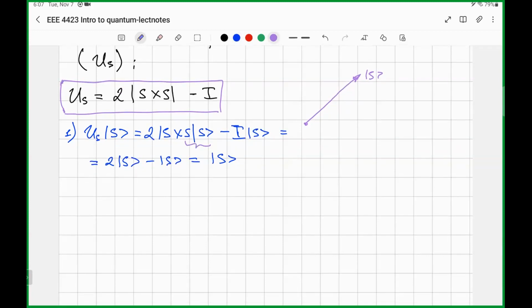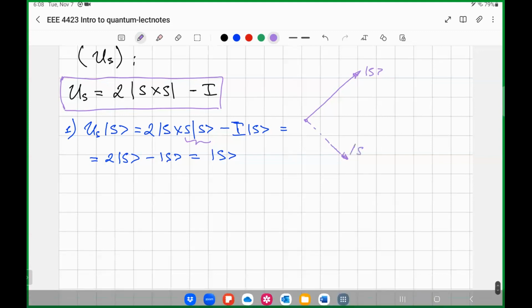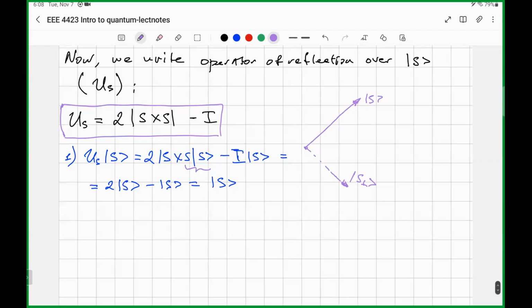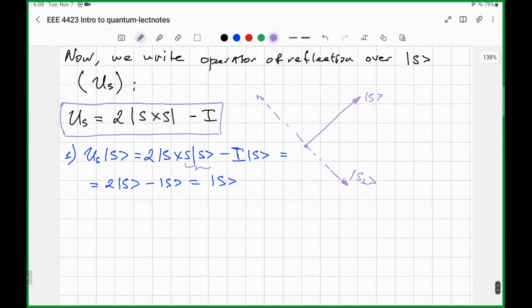Second, I consider the orthogonal vector to the vector S, this one. This is the S orthogonal. And I apply this operator of reflection over S to the orthogonal vector S. What would I get in this result if this operator is correct? I will get minus vector S orthogonal because the reflection of this one gives me the new vector in this direction, right? So it's going to be minus vector S orthogonal.